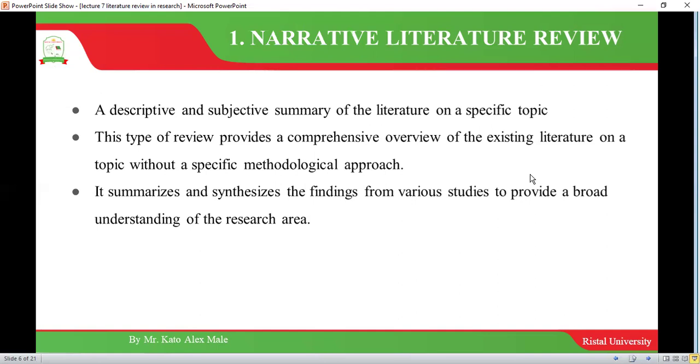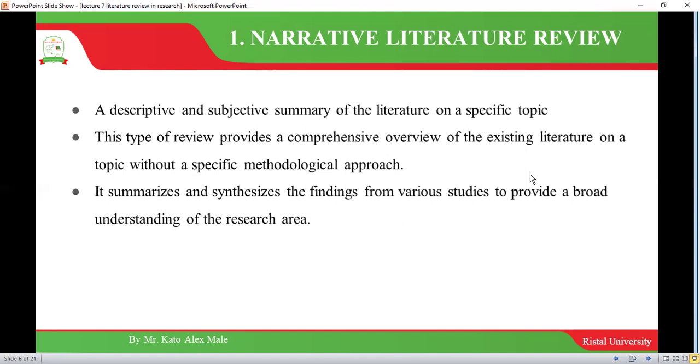This is a descriptive and subjective summary of the literature on a certain topic. You get it? You're trying to describe, you're trying to summarize the literature on that topic, but it is descriptive in a way that you try to go into details of that topic. You might not provide us with the numerical data from the literature that you have reviewed, but you're trying to describe for us the trends that they gave on this particular problem that you are investigating. This type of review provides a comprehensive overview of the existing literature on a topic without a specific methodological approach. I guess you get it.